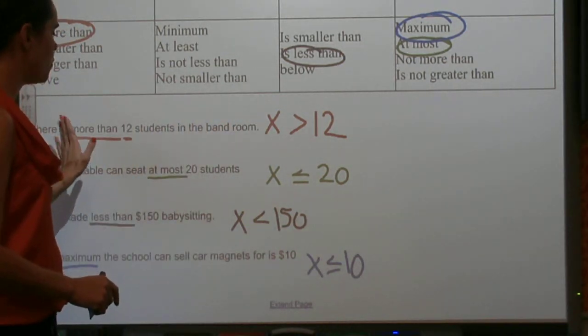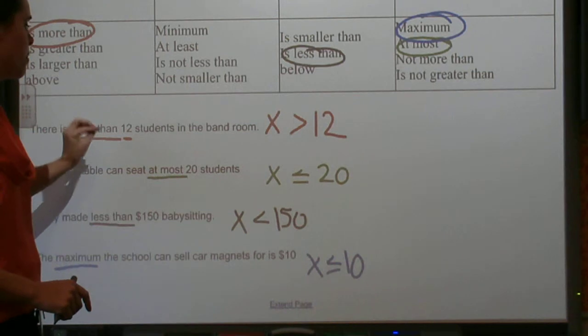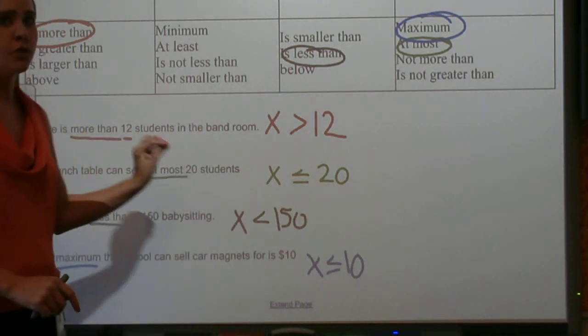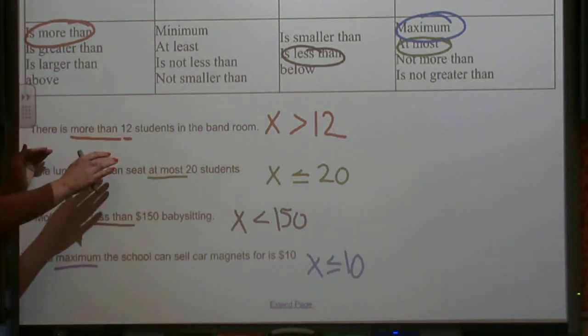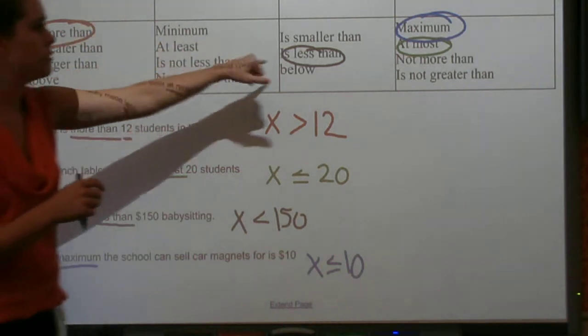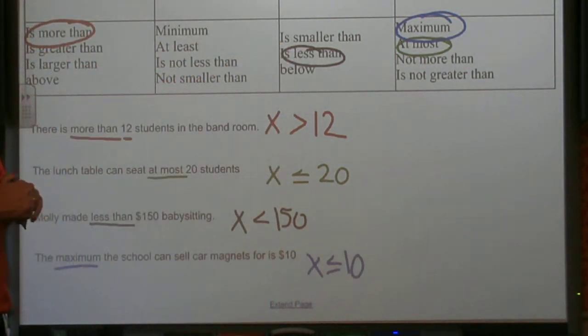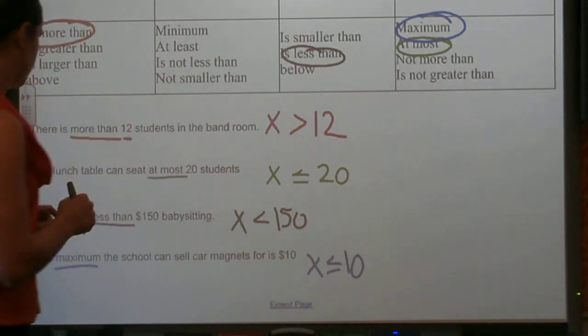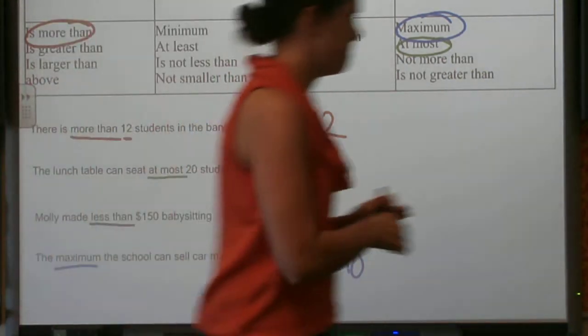again, we don't know how many students were in the band room, but we know that there was more than 12. So again, whenever you're reading a sentence, you're going to want to make sure that you know which inequality symbol to use. So print this list of key terms and use it as you're doing your homework. Okay?